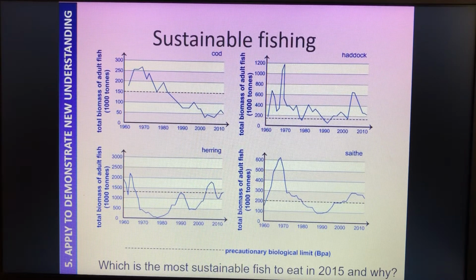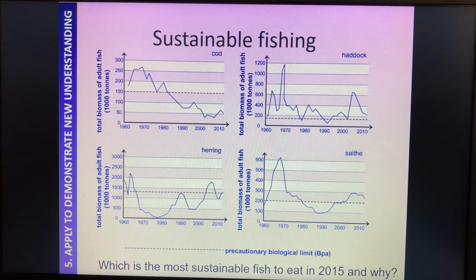And then if we look at the Saith, we can see that there was a decline in the 80s into the 90s, and now it's back up over that precautionary limit. So which one would we choose to eat as being the most sustainable? I would say either the haddock or the Saith, for the reasons that we have talked about.